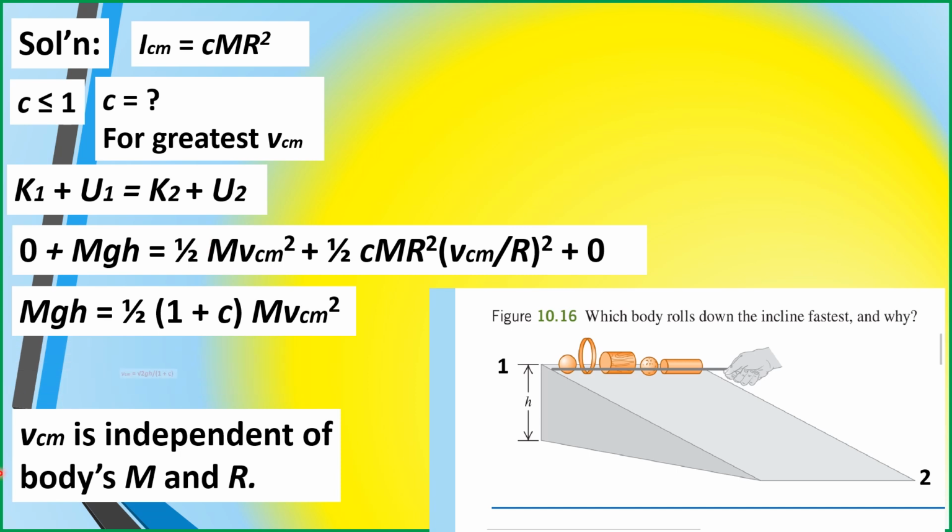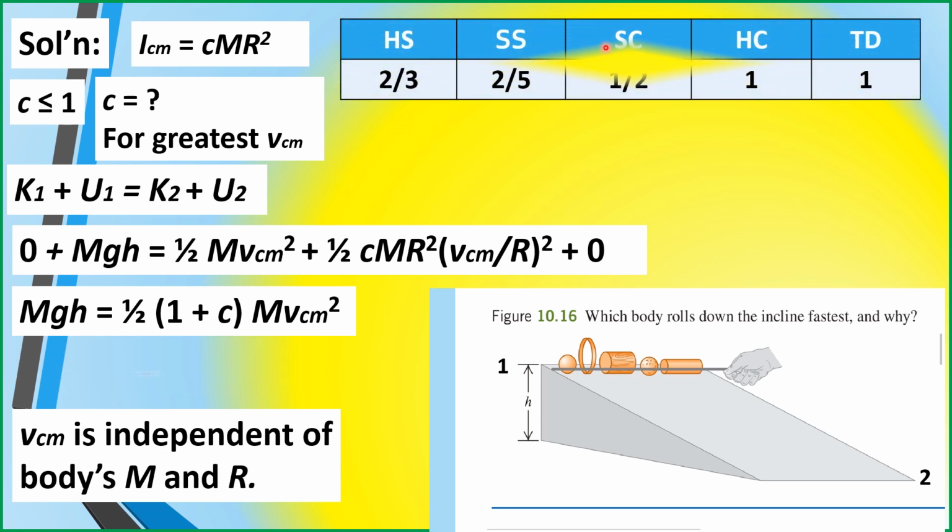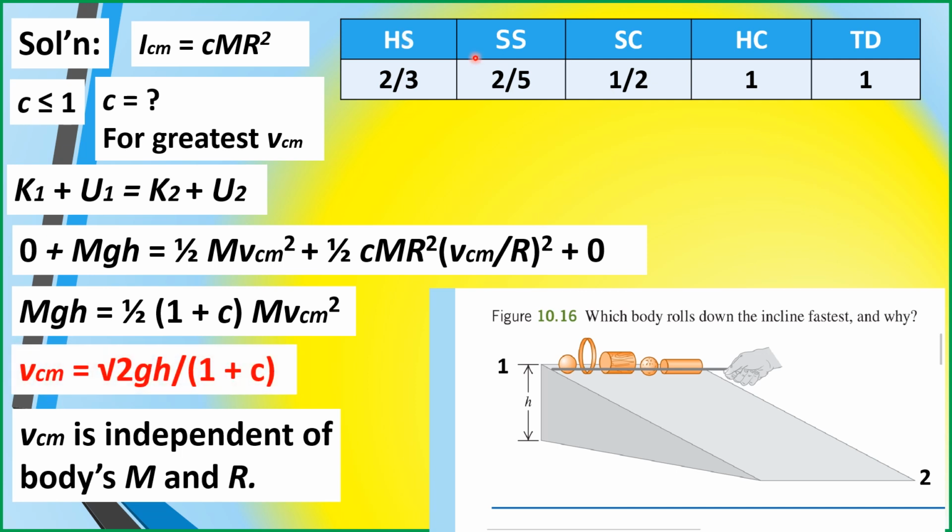This means that this translational speed of the center of mass is independent of the body's mass, capital M, as well as the radius, capital R. And having these values for the C of each object, we have for the hollow sphere, 2/3. For the solid sphere, it is 2/5. For the solid cylinder, it is 1/2. For the hollow cylinder, it is equal to 1.